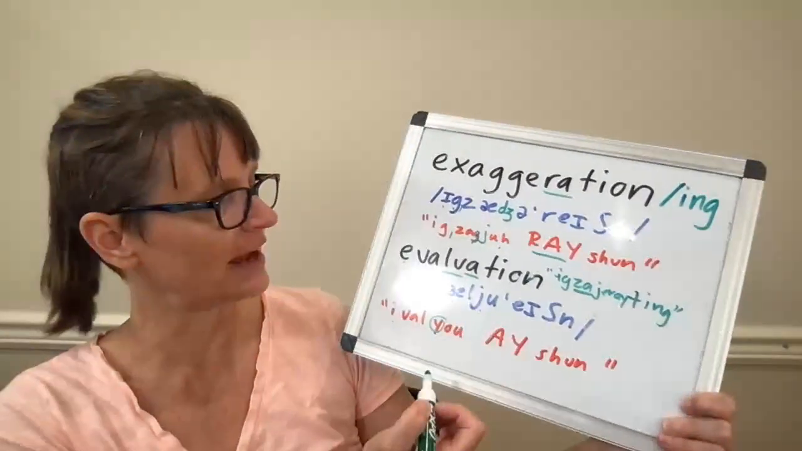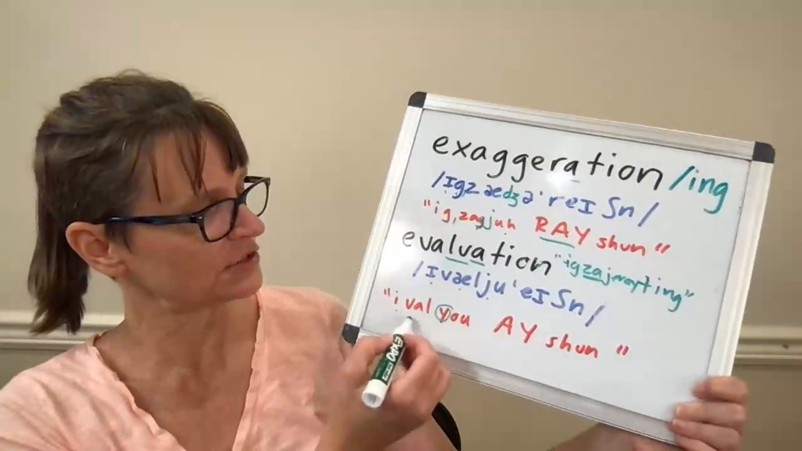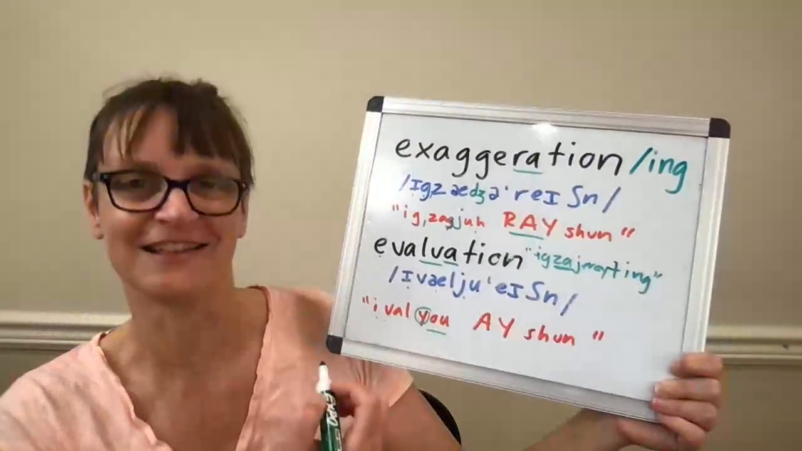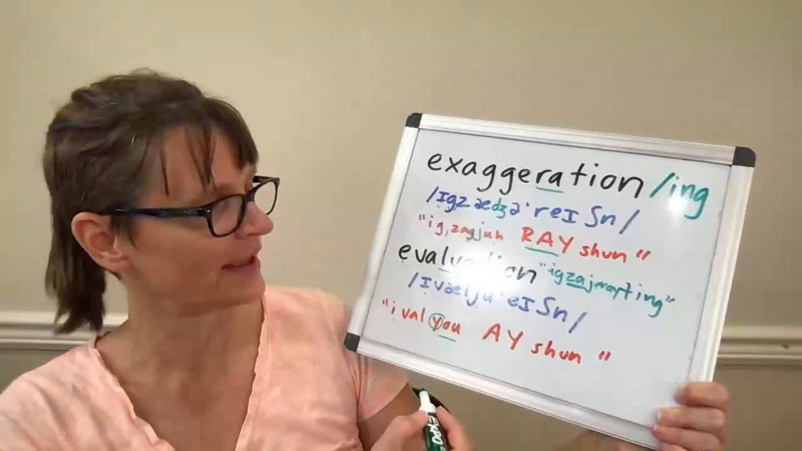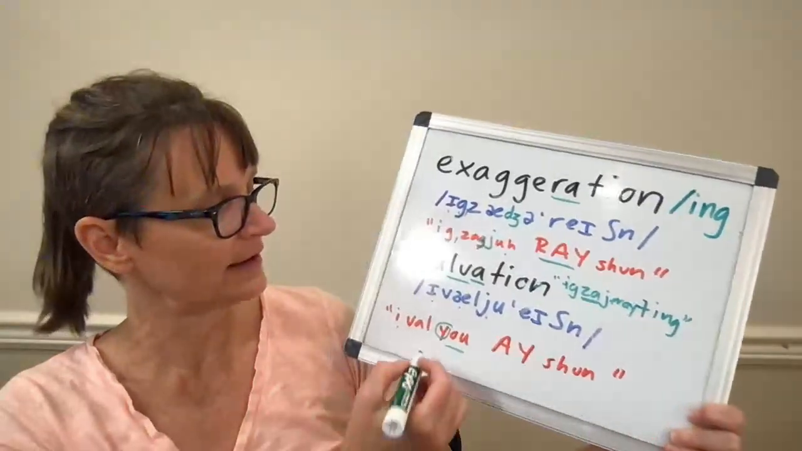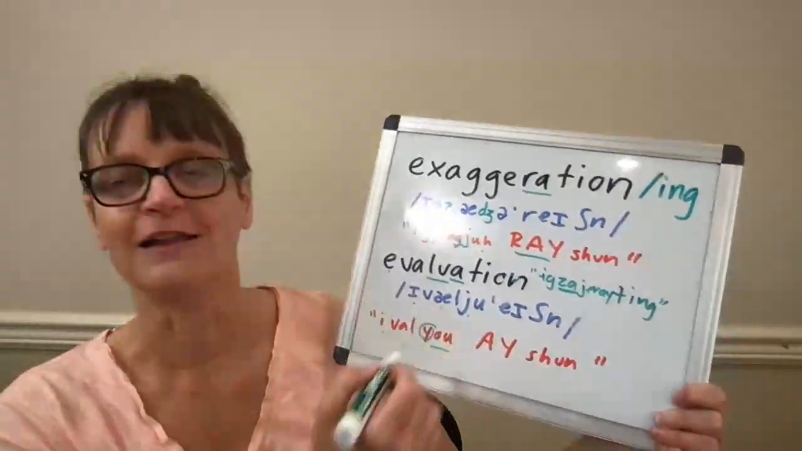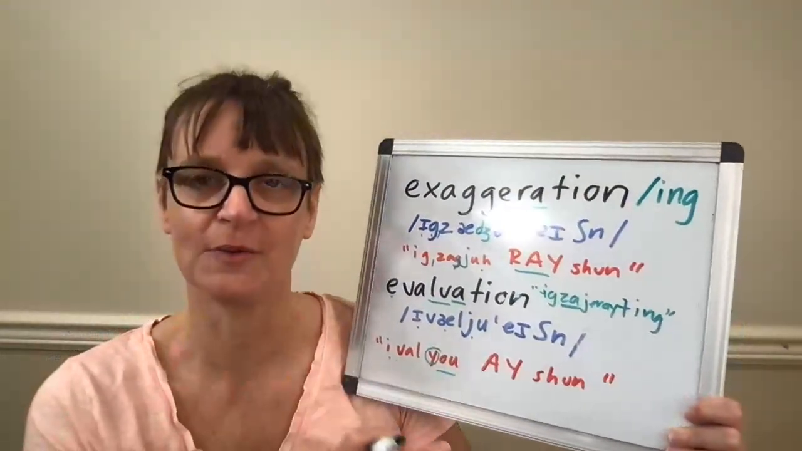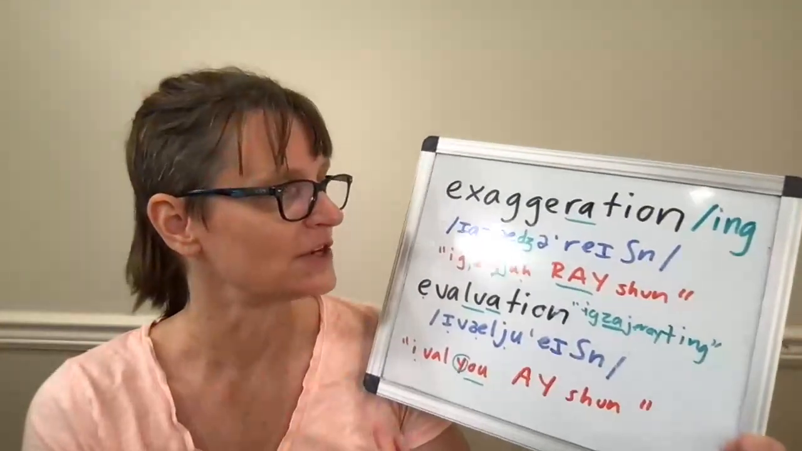A little bit of a glide there. No letter to represent it, so you might want to rewrite it to think of it as like the word you, evaluation. And then when I'm evaluating, again, I'm going to be stressing the vowel, second syllable, evaluating, and evaluation.